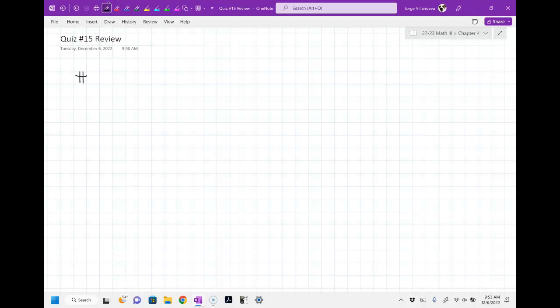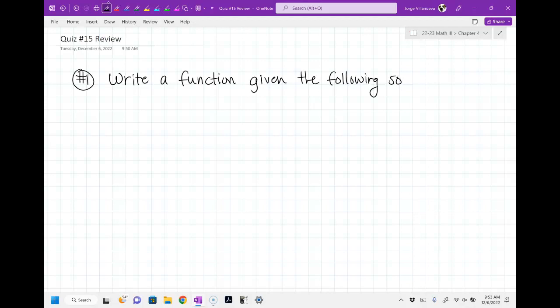Okay, so first one, we're going to write a function given the following solutions. Now I know usually on the test they make it a lot more wordy. I think they say like write a function of least degree. I forgot what else they'll say, but basically they're gonna want you to write a function if they give you a couple of answers. Okay, so for part A, let's just say that these are the answers they give you.